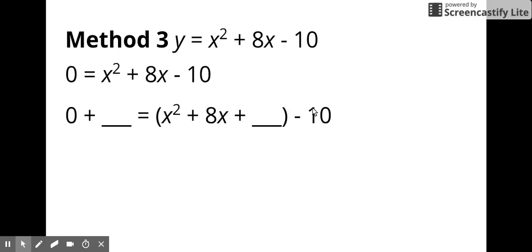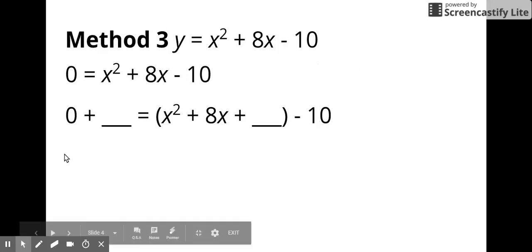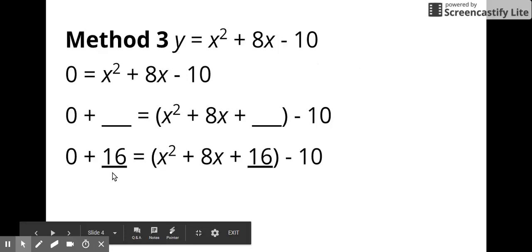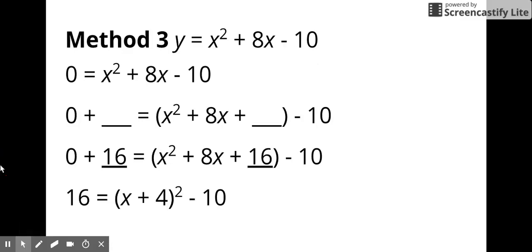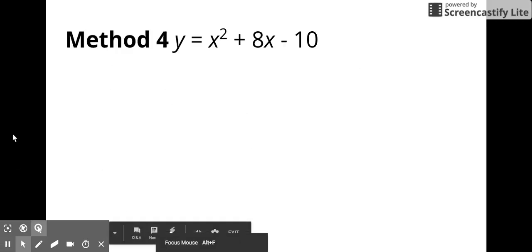But this time we're putting these parentheses around our grouping and leaving this minus 10 on the same side it was already at. And we already know that half of 8 is 4 and that 4 squared is 16. So we're going to add 16 to both sides. And then we know that we can write it in our perfect square binomial. So we get this. And then again, we just solve it by the square root method.